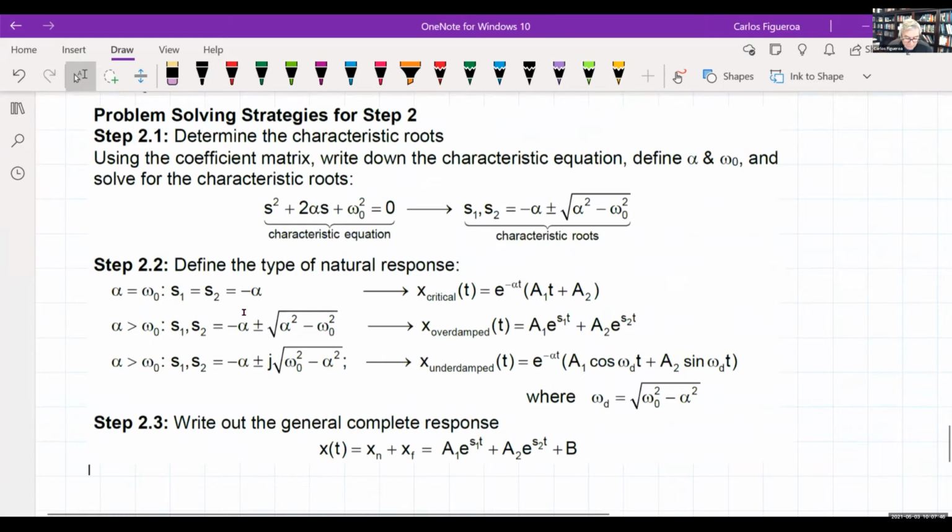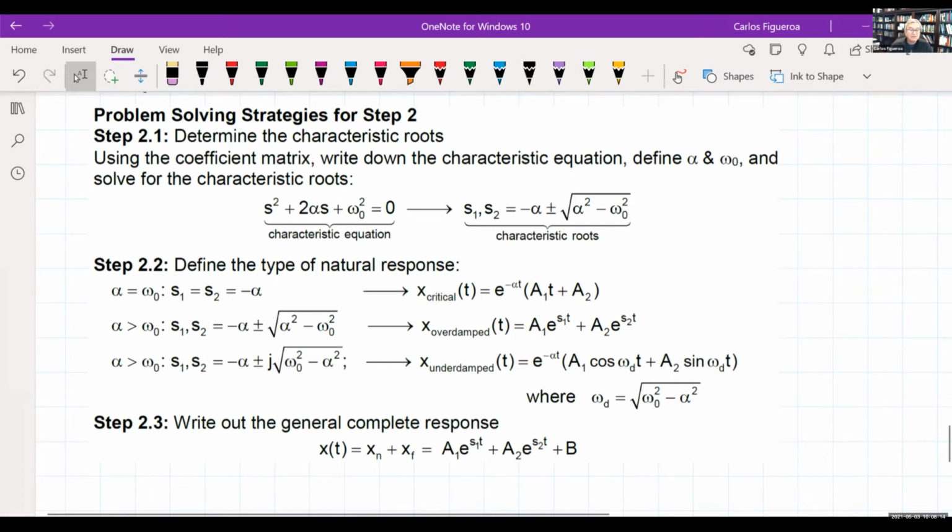So what you want to do here is that in step 2, you determine the characteristic roots, where you start with that operator matrix. You get the characteristic equation, you get the roots, and then you define them. And then you go and write out the general solution, which means that you know the constant b from step 1. And the only unknown constants in this equation should be A1 and A2.